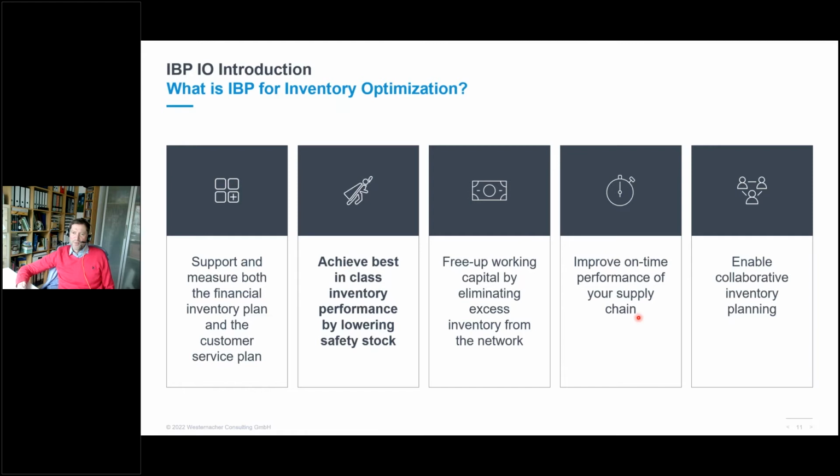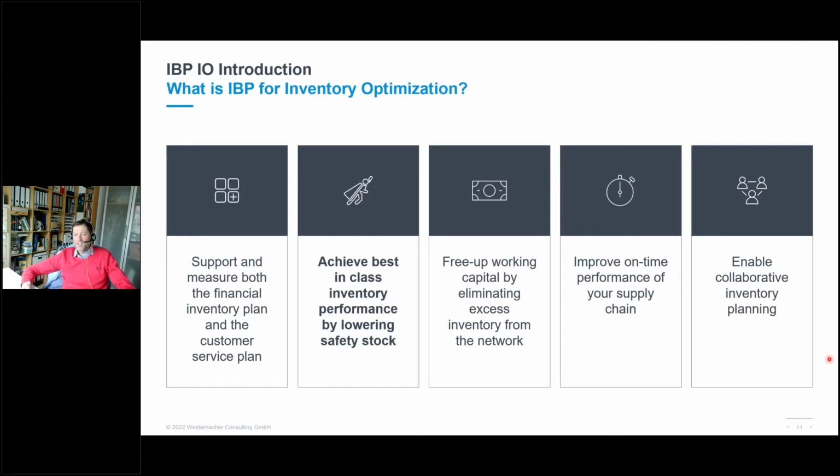And we can improve process-wide the on-time performance of your supply chain, and that goes into the direction of the target service level that is used as an input. But of course, it can be measured and calculated, and you would like to know if the target service level I would like to reach, if I do really reach that. And that, of course, is leading to a performance improvement.